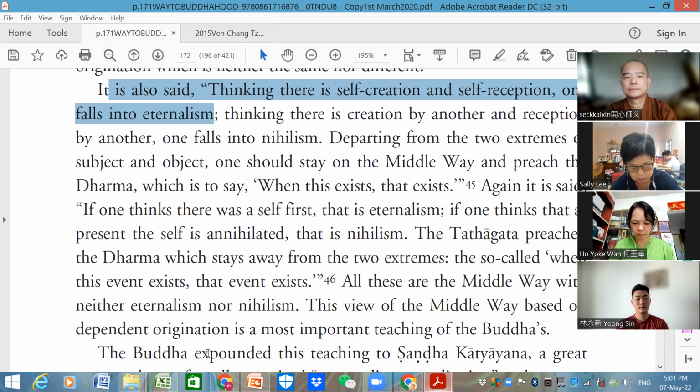Again, it is said, if one thinks there was a self first, that is eternalism. If one thinks that at present the self is annihilated, that is nihilism. The Tathagata preaches the Dharma which stays away from the two extremes, the so-called when this event exists, that event exists. All these are the middle way with neither eternalism nor nihilism. This view of the middle way based on dependent origination is a most important teaching of the Buddhas.